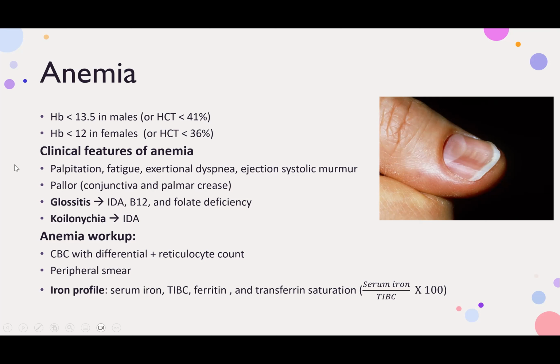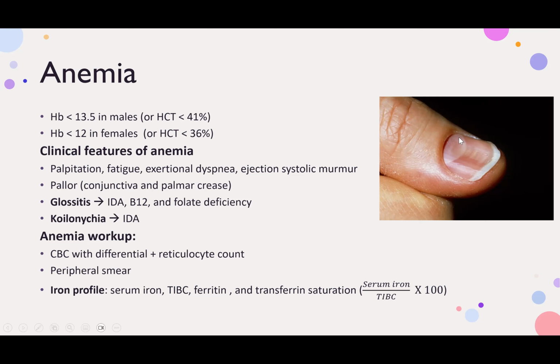Now, clinical features we all know: palpitation, fatigue, exertional dyspnea, ejection systolic murmur on examination. Patients will have pallor, conjunctival pallor, palmar crease pallor, and glossitis. Iron deficiency anemia, B12, and folate deficiency, those three give you glossitis. Koilonychia, this picture, you will see it definitely in the exams. They love it. You will see it only in the exam, not in real life. All right. It signifies iron deficiency anemia.